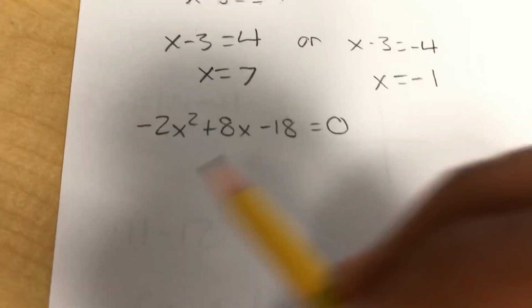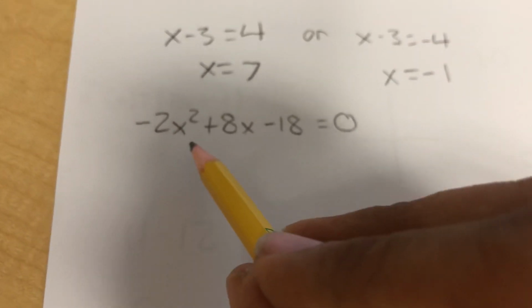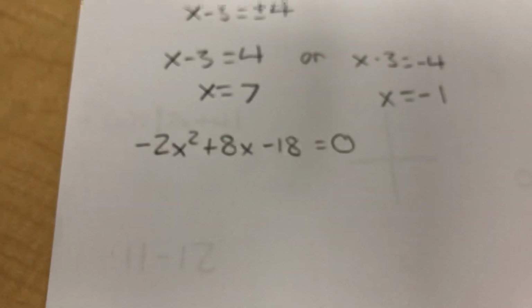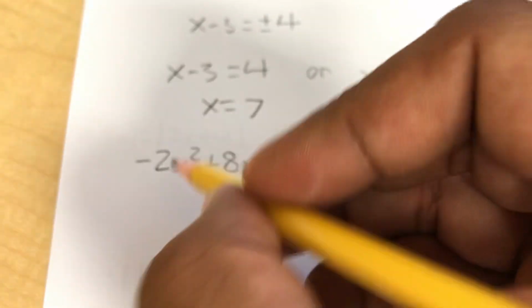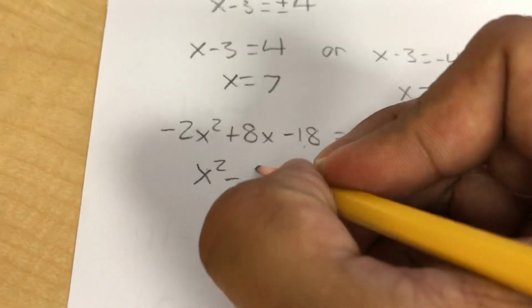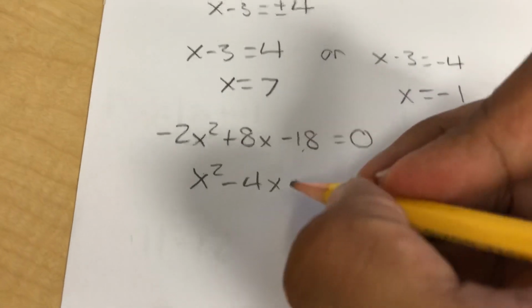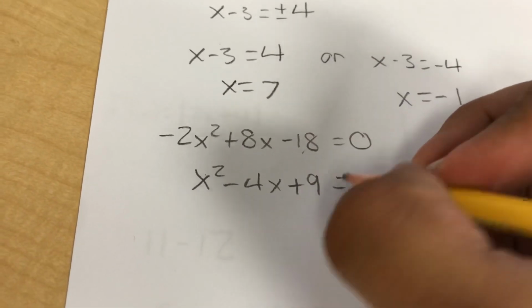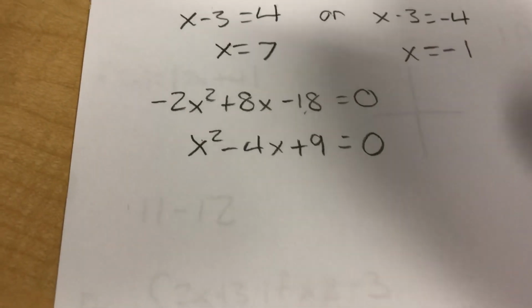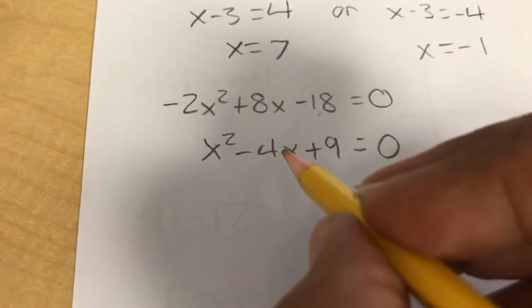Now, how do you solve this when there's a number in front of the x? How do you complete the square? Well, you divide everything by negative 2. Whatever number is in front of the x, you're going to divide everything by. So our new equation is x squared minus 4x plus 9 equals 0, because 0 divided by negative 2 is still 0. Now we have to figure out what's the perfect square for this.